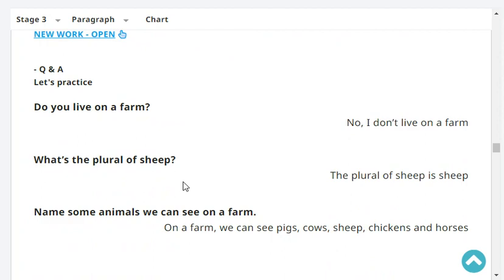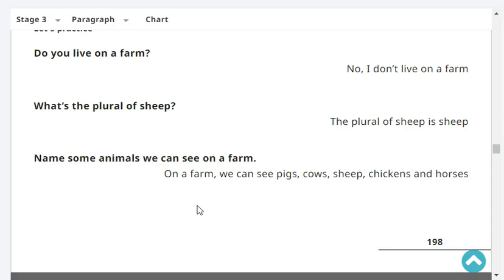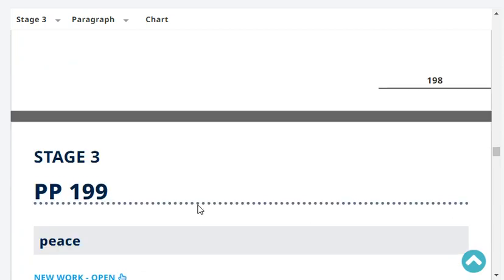What's the plural of sheep? The plural of sheep is sheep. Very good. Name some animals we can see on a farm, please. On a farm, we can see pigs, cows, sheep, chickens, and horses. Very good.